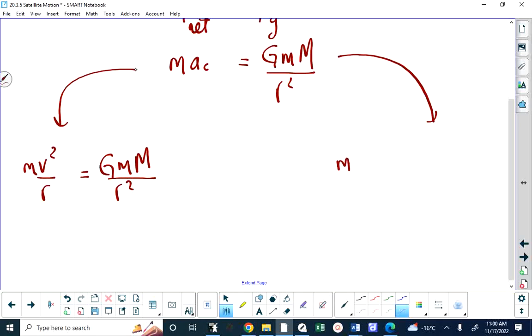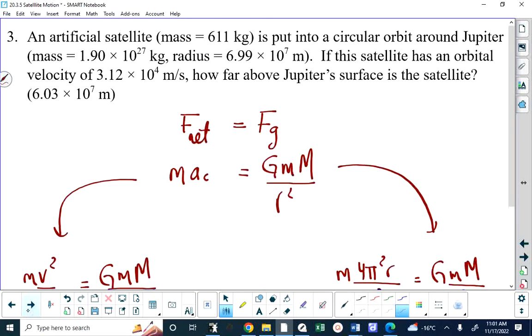I could say m times 4 pi squared r over t squared, and I just want to make sure, did I get that right? Okay. Equals GMM over r squared. And again, I mentioned it yesterday: when I do satellite analysis, I don't write M1 and M2. I just write little m, big M. Little m is the satellite, big M is the central body tugging on that satellite so it moves in a circle. In this particular case, you're given the speed and asked to find r, basically.